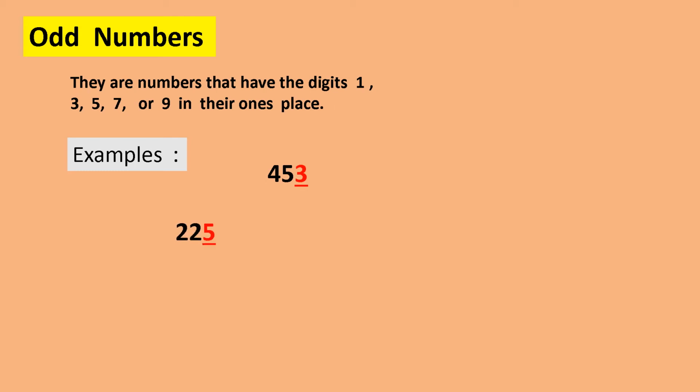Okay? So this one, the digit in the ones place is 5. It is also an odd number. This one, 7. And this one is 1. And the last one is 9. So we call these odd numbers.